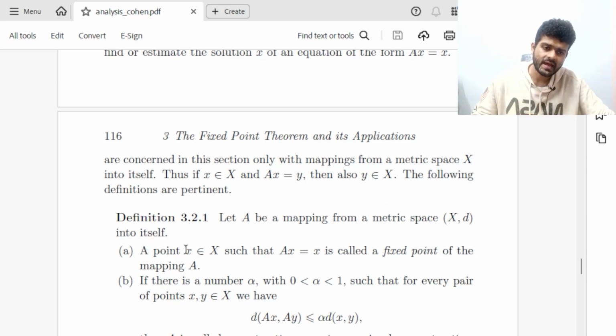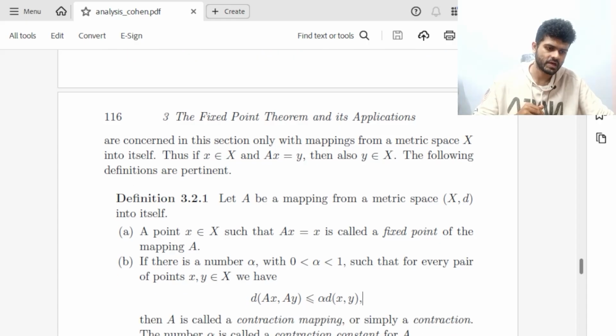And A has a fixed point. What do we mean by a fixed point? A fixed point means that when you apply A on X, you get X. A takes X to itself. That's a fixed point. And what's a contraction mapping? Contraction mapping has to do with the mapping A.